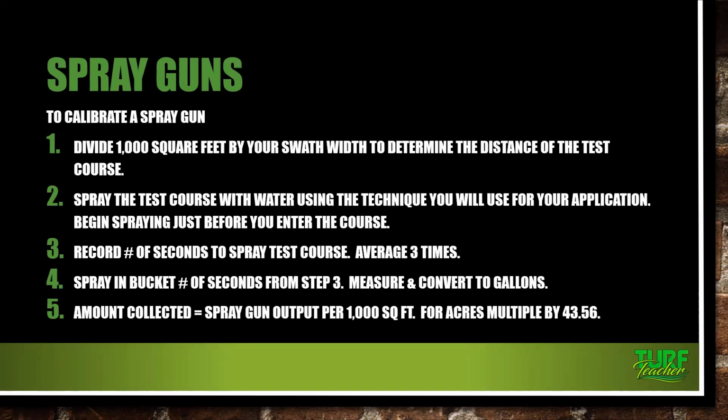Spray in a bucket for the number of seconds from step 3, then measure and convert to gallons. The amount collected is your spray gun output per 1,000 square feet. And for acres, you'd multiply by 43.56 since there are 43,560 square feet in an acre.